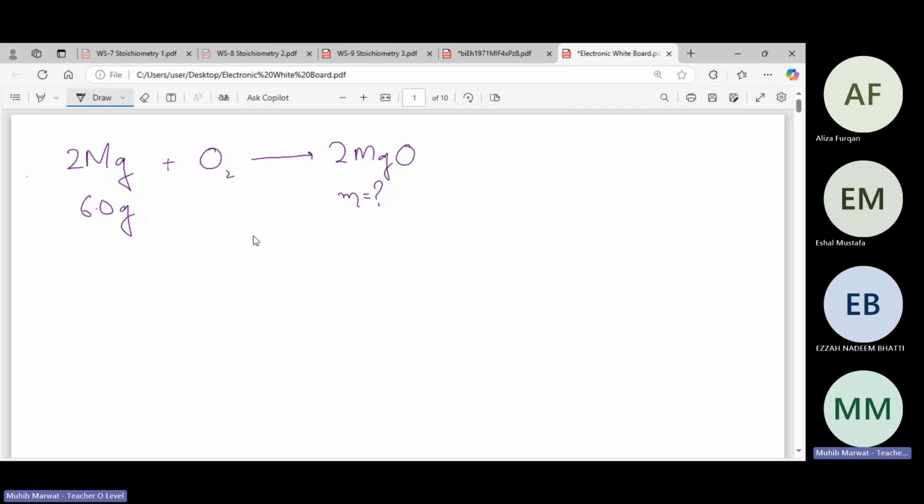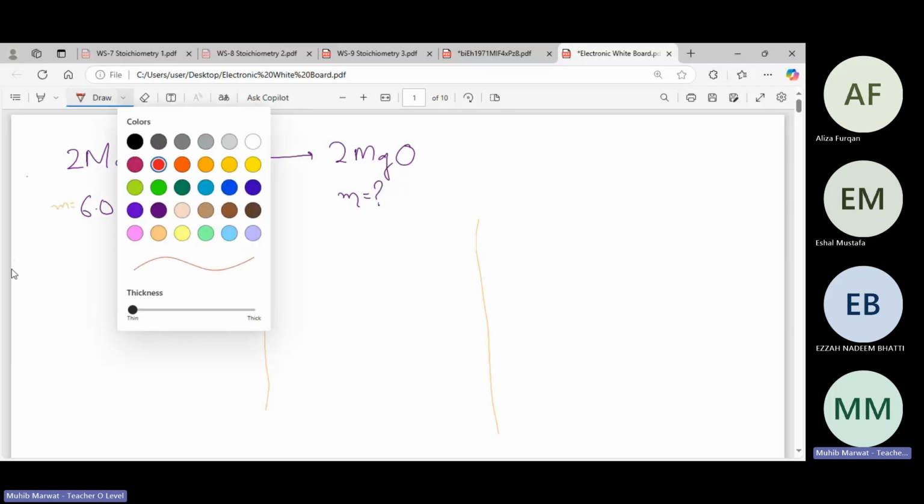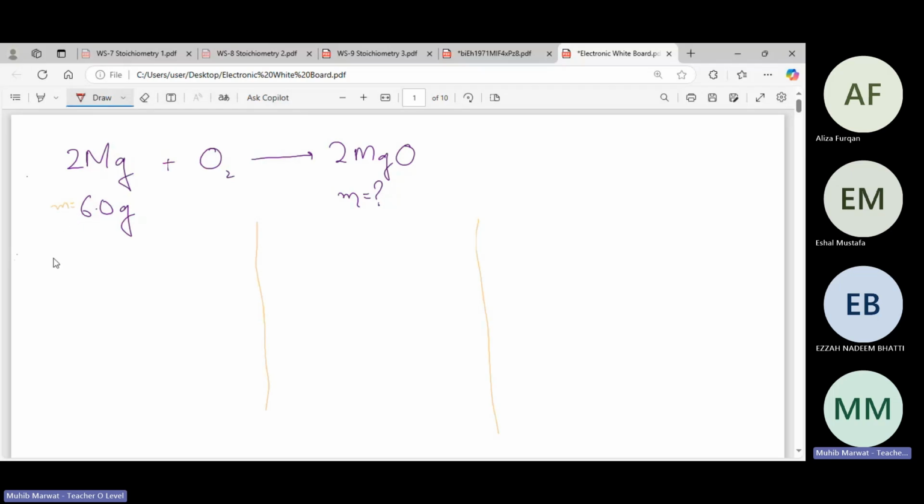Now there are basically 3 steps while solving this type of question, when you have been given a mass and asked to find the mass of the product. In the first step, we will be converting this mass into moles. We have practiced these types of questions in detail. Mass is 6.0 gram, whereas the molar mass of magnesium is 24 gram per mole, right?